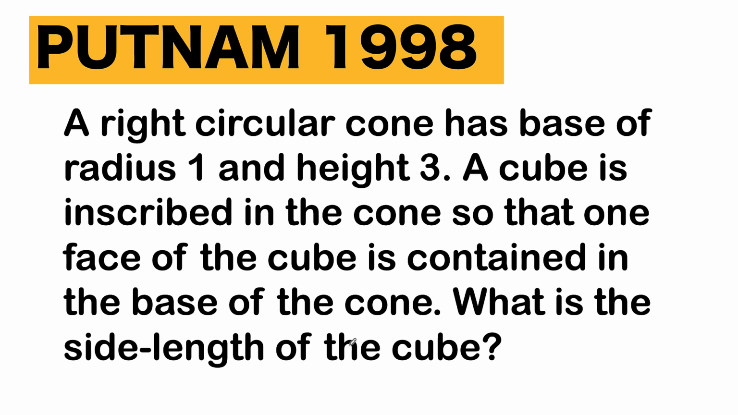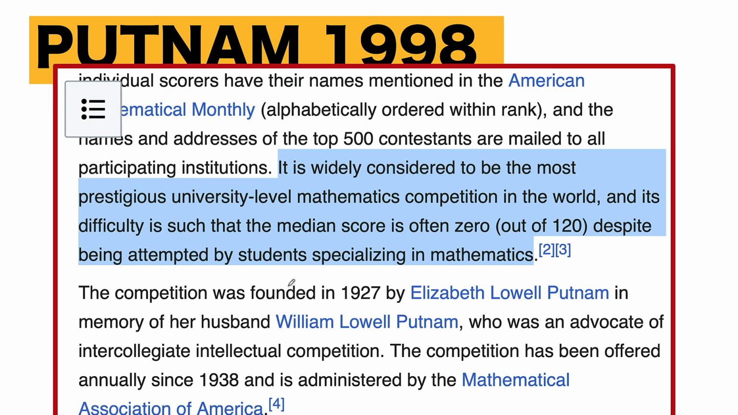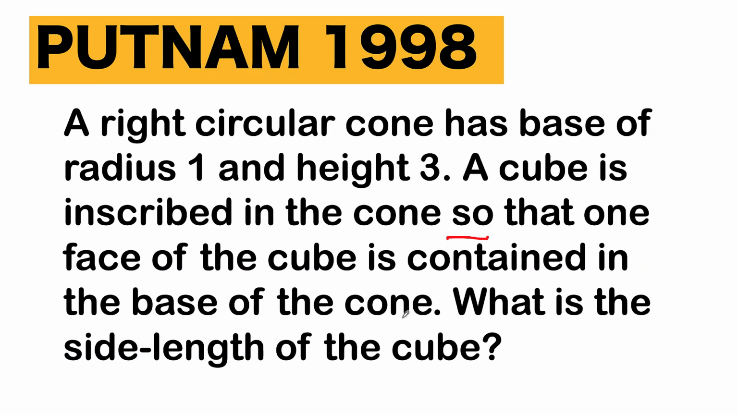For those of you who are asking what is this PUTNAM mathematical competition, according to Wikipedia, it is widely considered to be the most prestigious university-level mathematics competition in the world, and its difficulty is such that the median score is often 0 out of 120, despite being attempted by students specializing in mathematics. So that's how difficult this math competition is. Now let's go back to the problem.